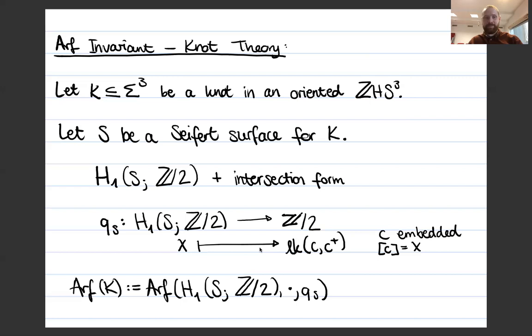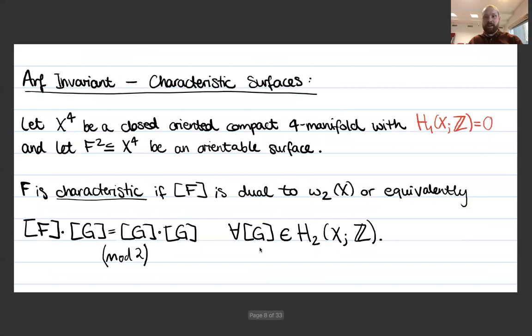Now I'm going to give you another occurrence of the Arf invariant in low-dimensional topology, namely characteristic surfaces in 4-manifolds. First, let me tell you what a characteristic surface is. Our setup for now will be that X is a closed oriented compact 4-manifold with 0 first integral homology, and F is an orientable surface embedded in X. Then we call F characteristic, well, one definition is just that the homology class is dual to the second Stiefel-Whitney class of X.